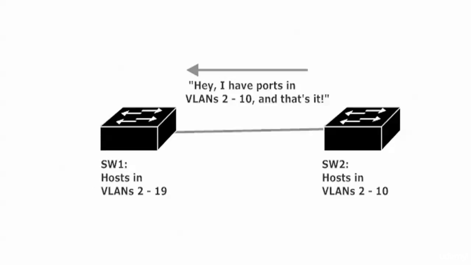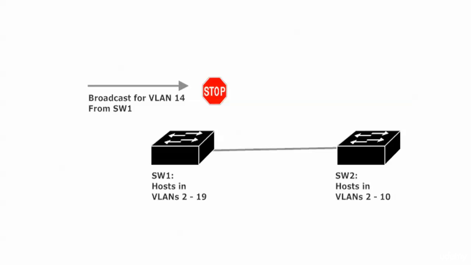What VTP pruning allows the switch to do, in essence, is to announce to a downstream switch, hey, I've got ports in VLANs 2 through 10, and that's it. I really don't need any other traffic. So the switch on the other end of the trunk realizes that, and in this case, switch 1 is sending a broadcast for VLAN 14. Previously, before we turned pruning on, that broadcast would be sent, it would go across, switch 2 would say, I don't need that, and drop it. But in this case, with pruning on, that doesn't happen. Switch 1 never sends it. So that's a huge advantage all the way around.